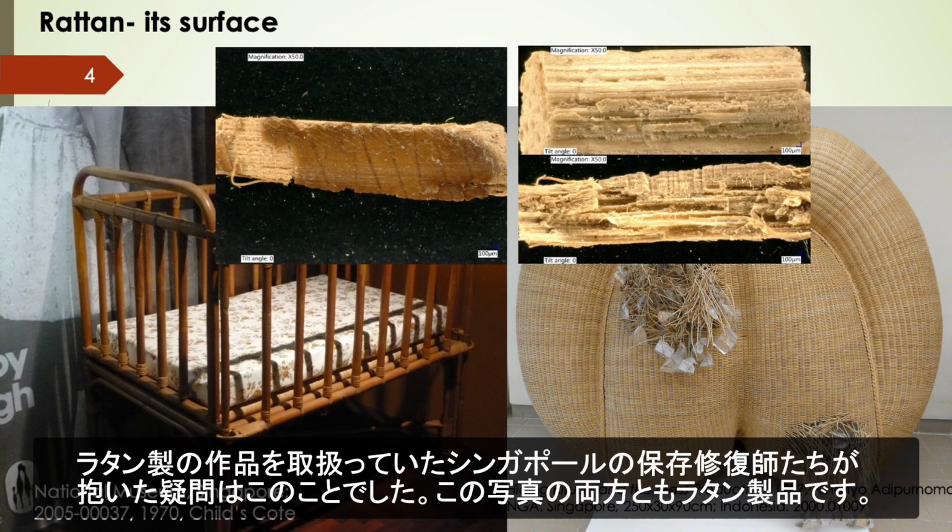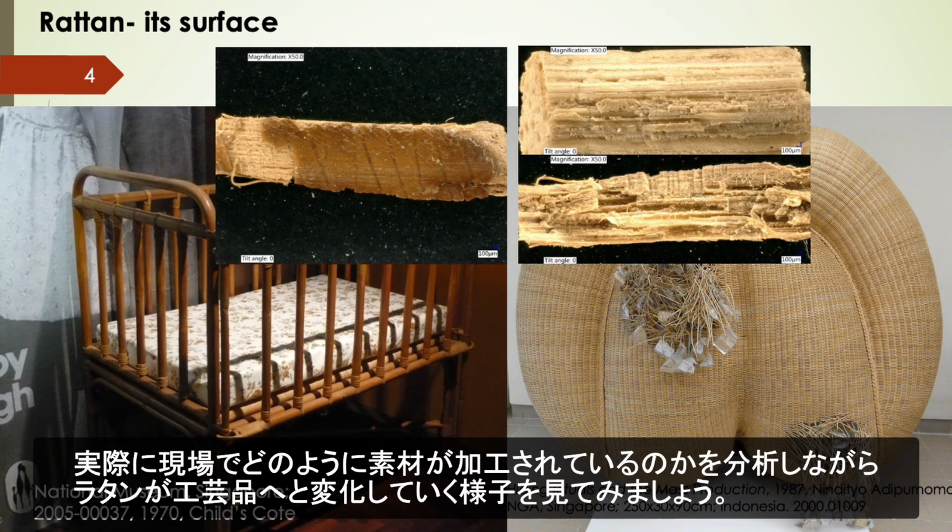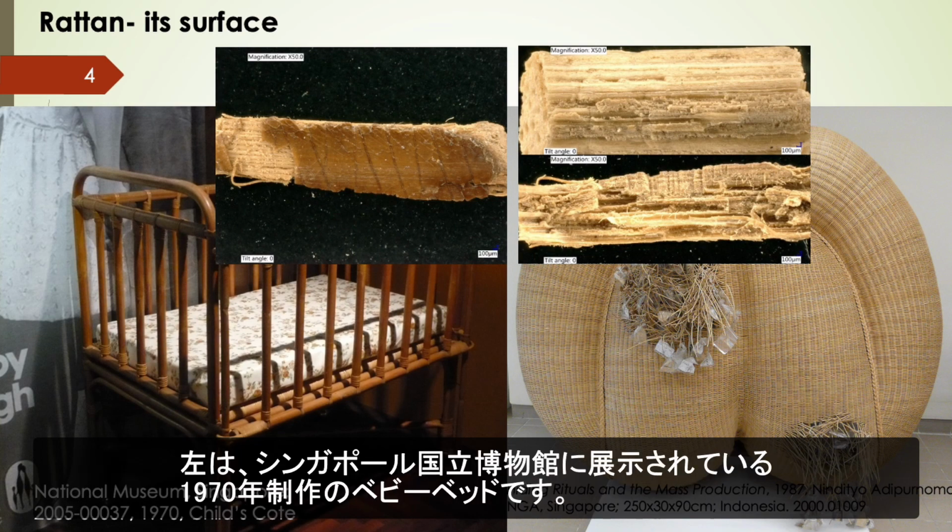Those questions were asked by conservators in Singapore who worked with those 2 objects which you see on the screen, and both were described as made of rattan. Through analysis and looking at how rattan is being worked in the field, we will follow a journey of transformation of rattan into artifacts. The object which you see on the left is a child's coat, which was made in 1970.